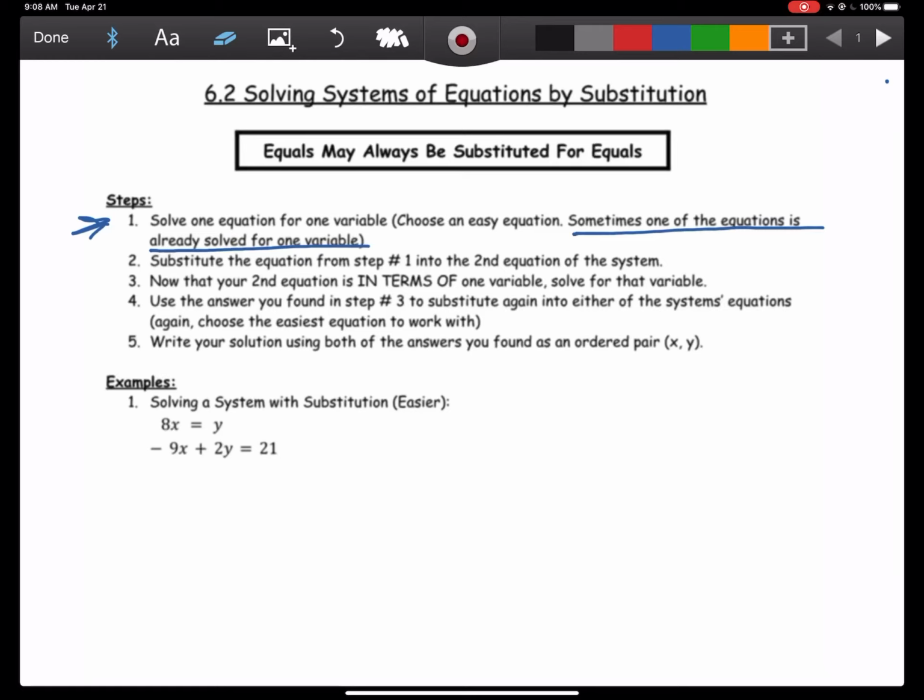So now, step 2: substitute the equation that you chose from step 1 into the second equation. So, substitute what you know. I know that y is equal to 8x. So that means that all the y's in the second equation can be replaced with 8x. Okay? So now, step 2 says substitute.